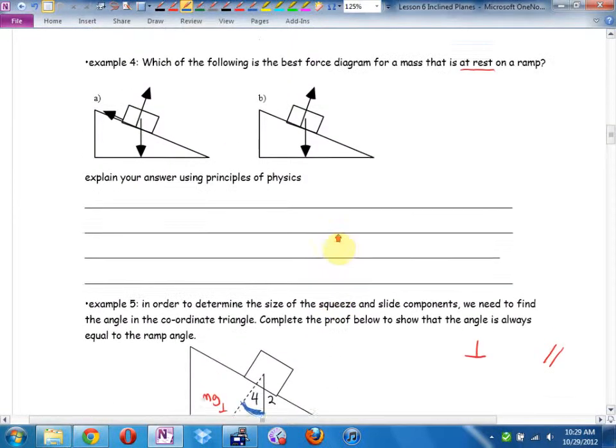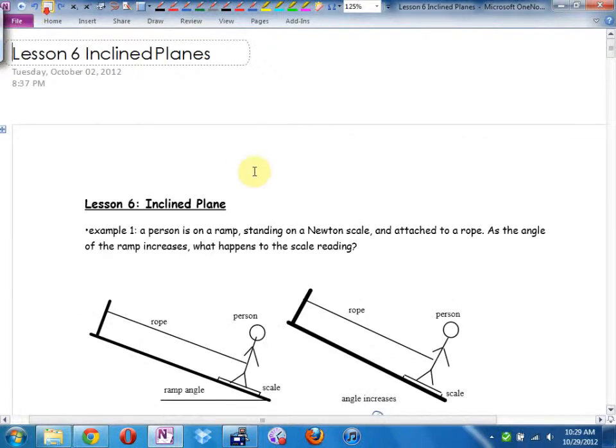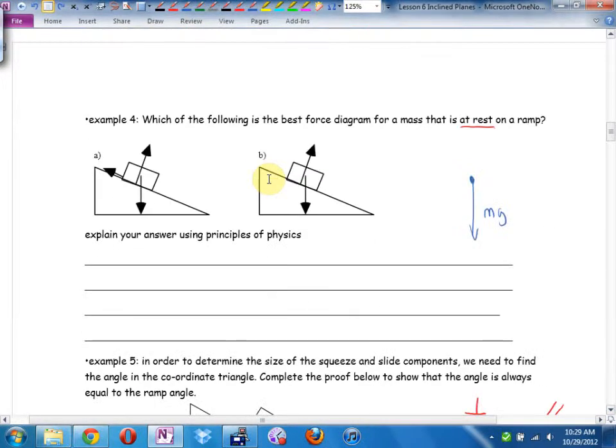Let's go back for a second. Which of the following is the best force diagram for a mass that is at rest on the ramp? Here's how I would answer this. Here's the mass. What are the forces acting on it? Get the obvious one. Now I'm going to use a dotted line to break it up into mg perpendicular and mg parallel.